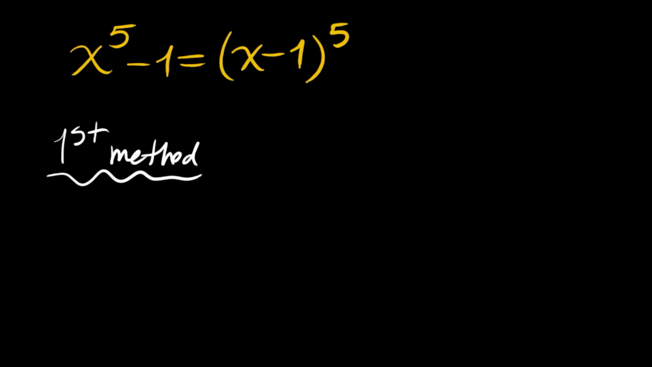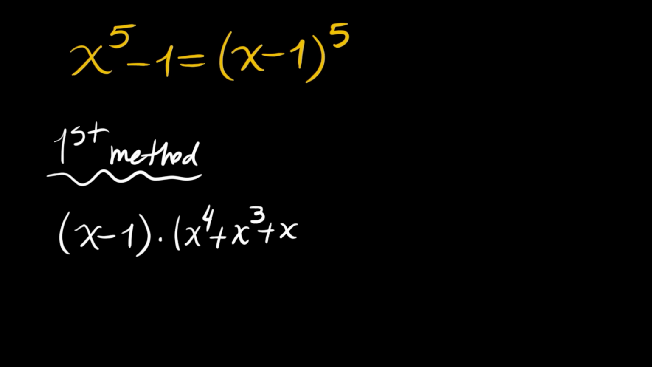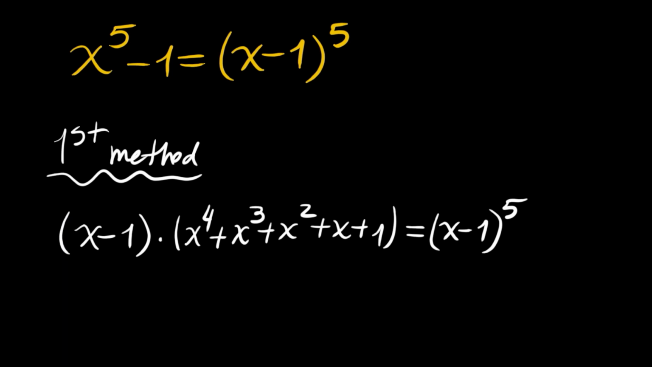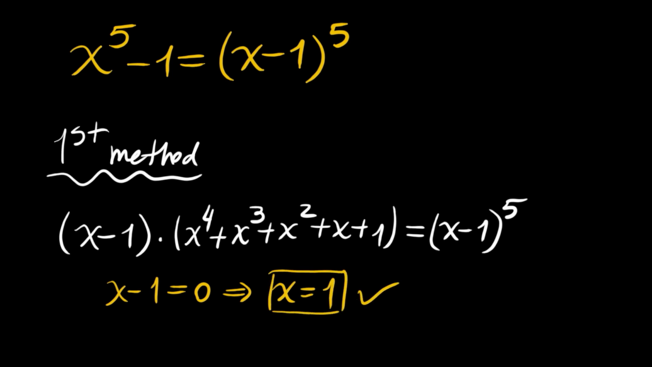factoring this left hand side as (x minus 1) times (x to the fourth power plus x cubed plus x squared plus x plus 1), and this is equal to (x minus 1) raised to the fifth power. Since we have x minus 1 on both sides we will cancel, but before cancelling we will find our root. x minus 1 equals 0 gives x is equal to 1. This is our first root now. Then we can cancel this side and we can drop this power to the fourth power.